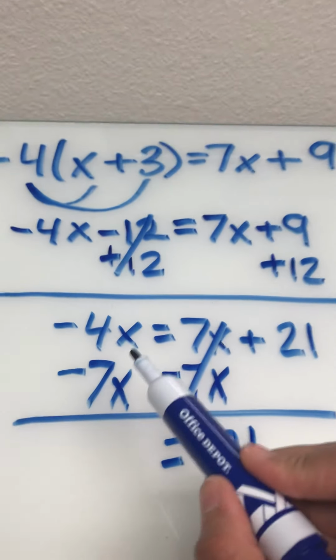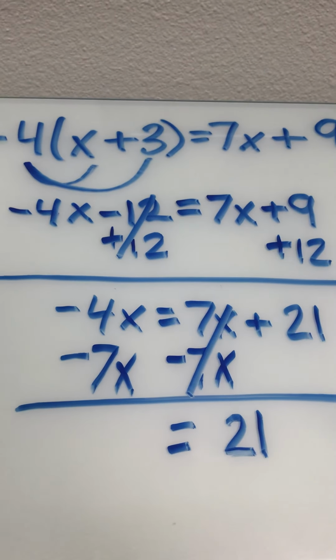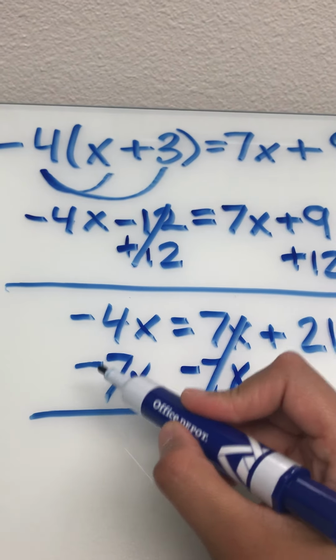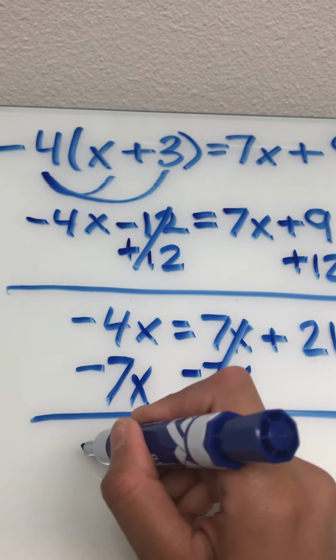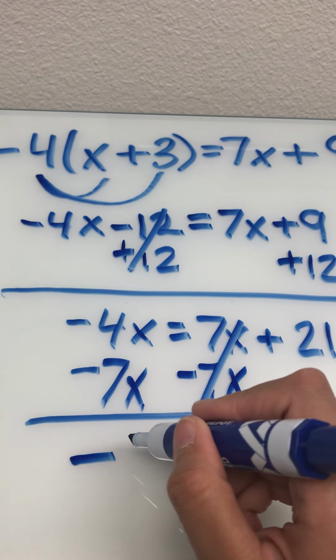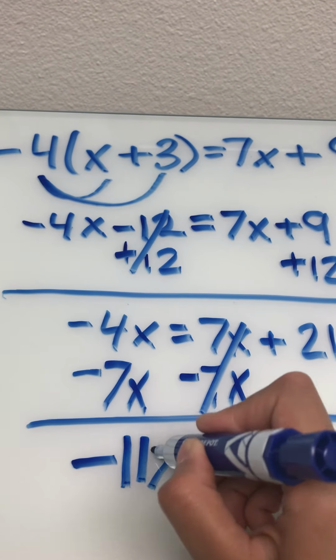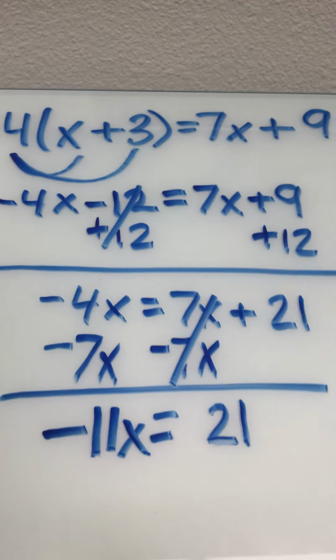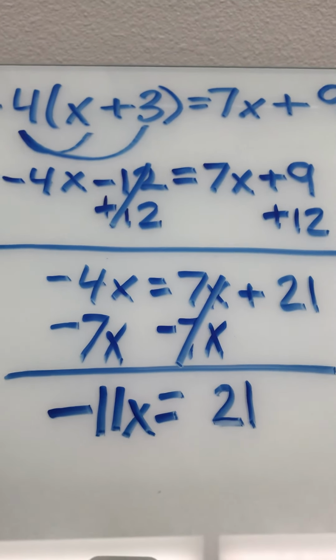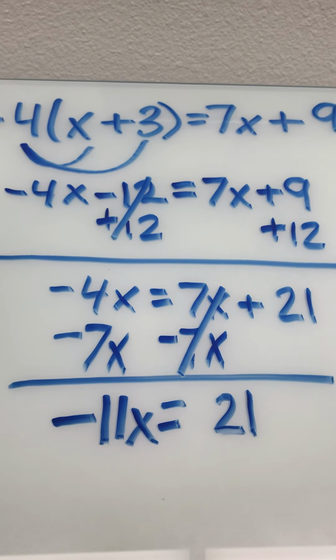And here, because this is a negative and a negative, we're actually going to add both of them together. So -7 and -4 is a negative 11. Good. -11x.